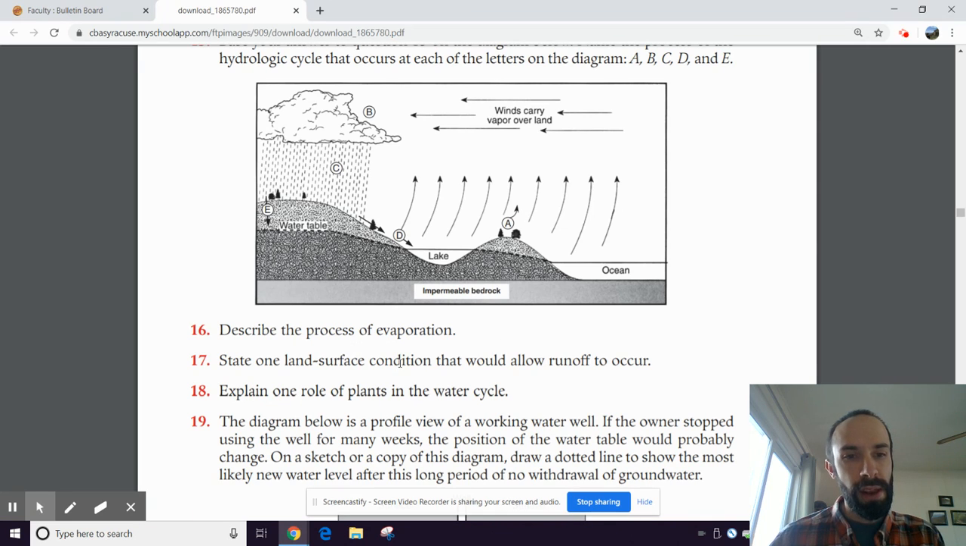18. Explain one role of plants in the water cycle. Plants take up water from the ground and put it into the atmosphere through the process of transpiration. They also allow water to infiltrate into the ground. So, a couple of roles there.